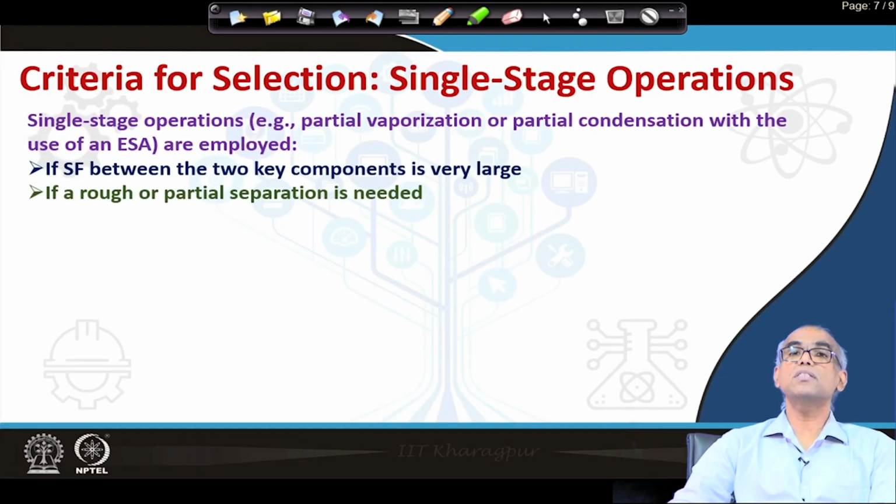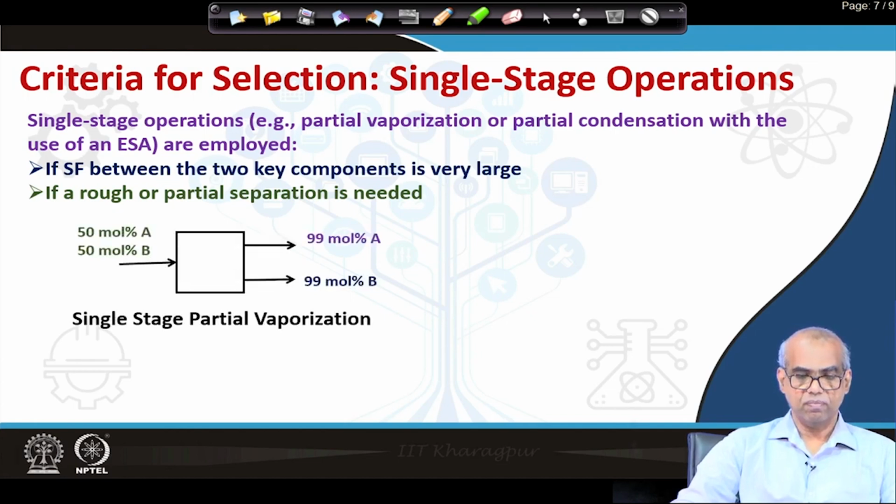So, when do we perform single stage operation? Single stage operations such as partial vaporization or partial condensation with use of an energy separating agent are employed only if separation factor between the two key components is very large, or if a rough or partial separation is needed. Then we can think of performing a single stage operation.